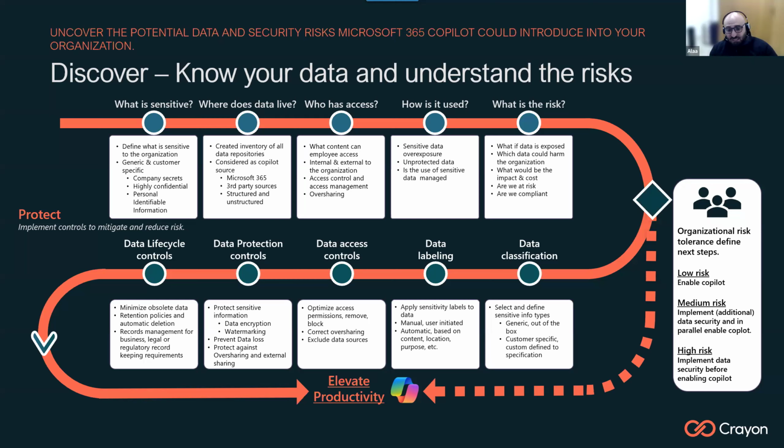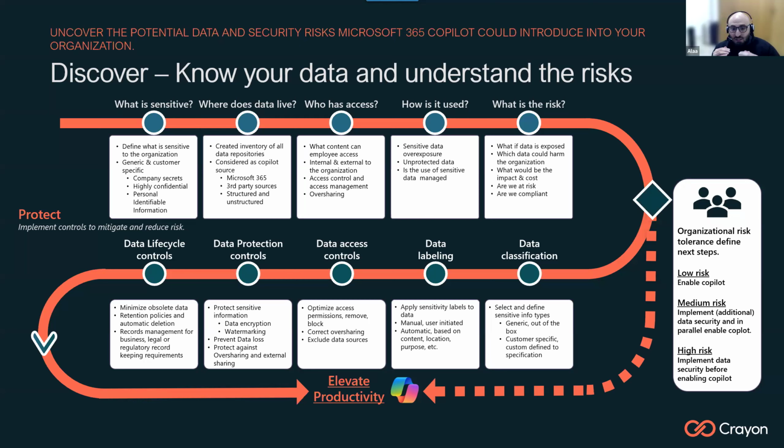Figure out who has access or should have access. This is all about controlling who can review or change your sensitive information. You need to know what content your employees can currently see, and whether anyone outside the company can access it. It is also about preventing accidental oversharing and making sure only the right people can access and handle the data.